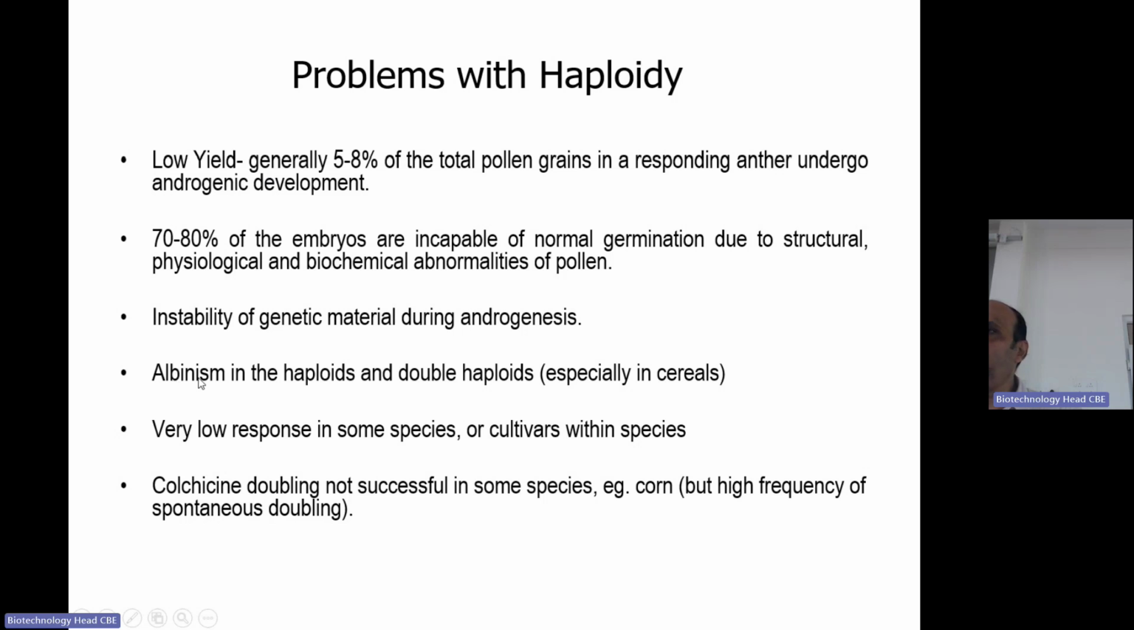This mostly causes albinism, white plants without chlorophyll. Especially in haploids, you will get more than 50% of albino plantlets. There is very low response in some species and cultivars. And colchicine doubling is also not successful in many of those species.